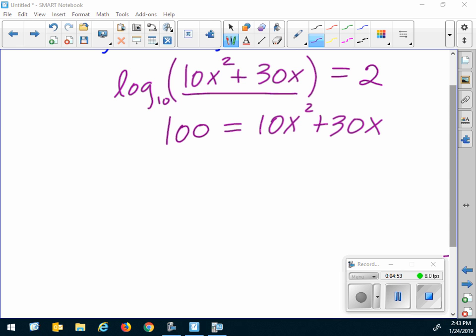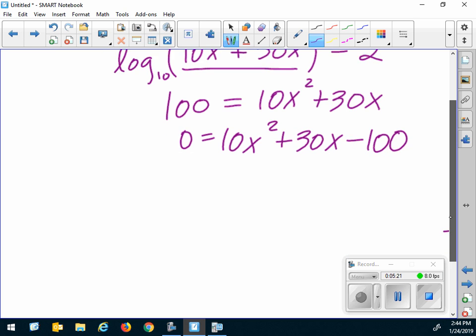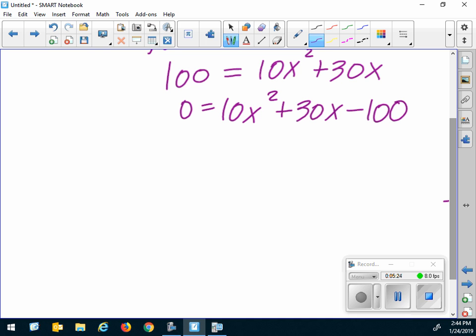Ladies and gentlemen, we spent a long time this year learning how to solve a quadratic equation. Your biggest exponent is a 2. Set the thing equal to 0. Minus 100 from both sides, so now here's what I heard. Oh, there's a GCF. I didn't even do that. I didn't do that.